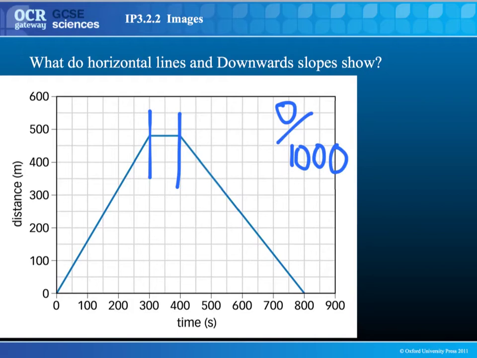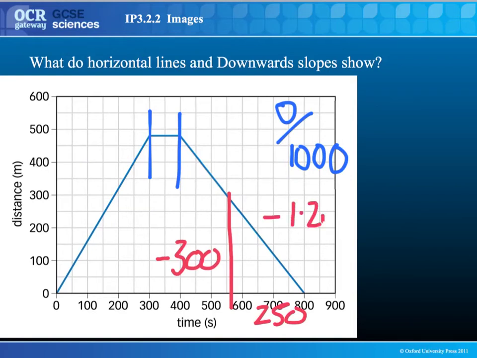Very important distinction: on a downward sloping line, the height of that triangle is not 300 but minus 300. So minus 300 divided by, in this case, 250 gives you a speed of minus 1.2 meters per second. You might think, how can you be travelling with negative speed? Well, the simple answer is that in this case you are going backwards. It's a negative velocity. A downward sloping line means that you're travelling closer to where you started from.